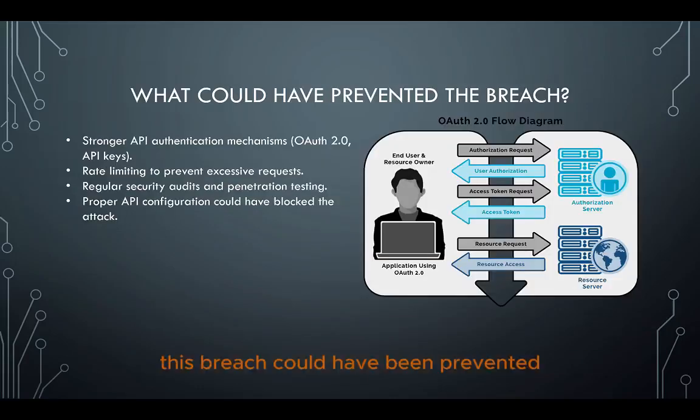This breach could have been prevented with better security practices, especially when it comes to API security. First and foremost, Spoutible should have implemented a stronger authentication mechanism for their API. Requiring API keys or tokens combined with OAuth for users' authentication could have ensured that only authorized users and applications could access sensitive data.